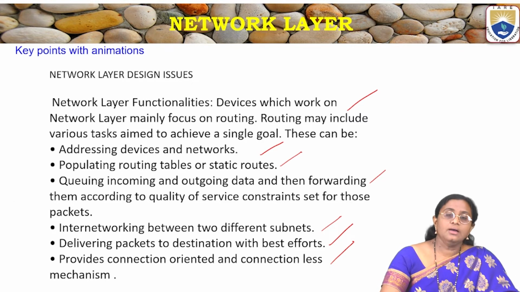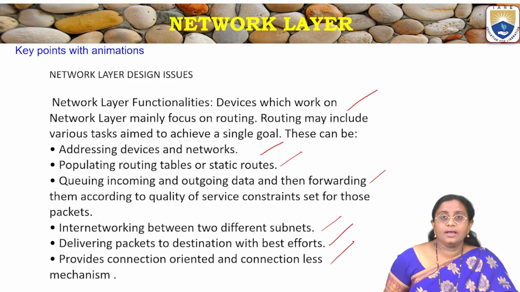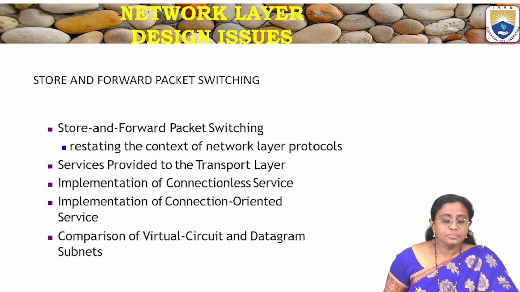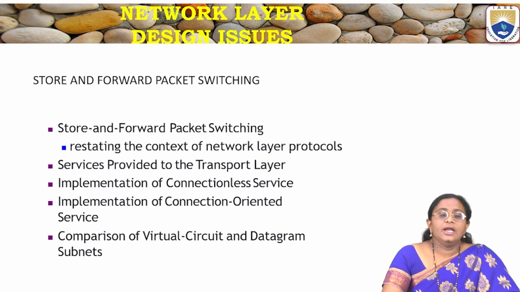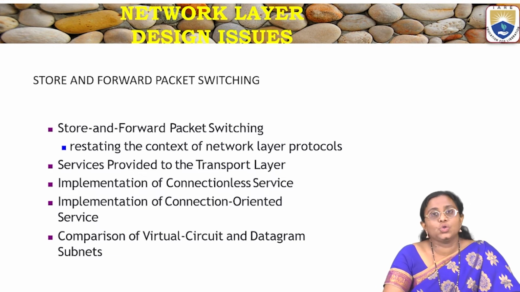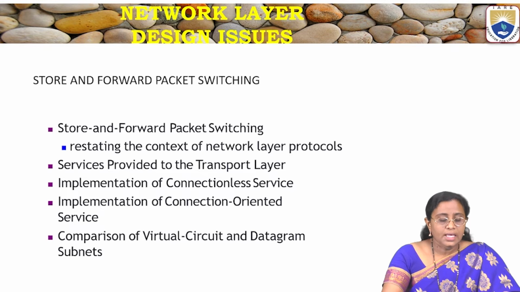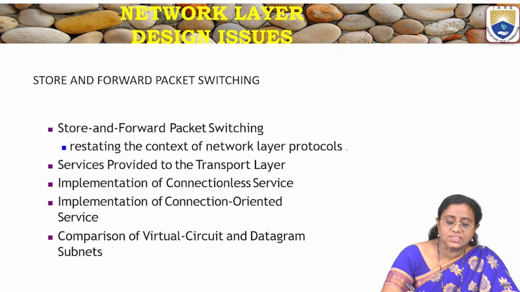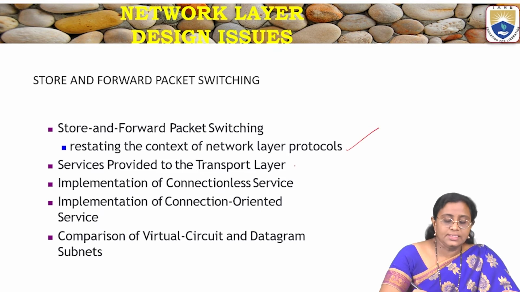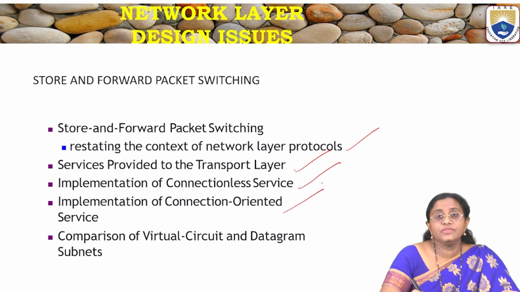So the first one is the connection oriented, second one is the connectionless oriented. Coming to this, the second element of network layer design issues is the store and forward packet switching. In this, store and forward packet switching means restating the context of network layer protocols, and the second one is the services provided to the transport layer, implementation of the connectionless service, implementation of the connection oriented service, comparison of virtual circuit and the datagram subnets.